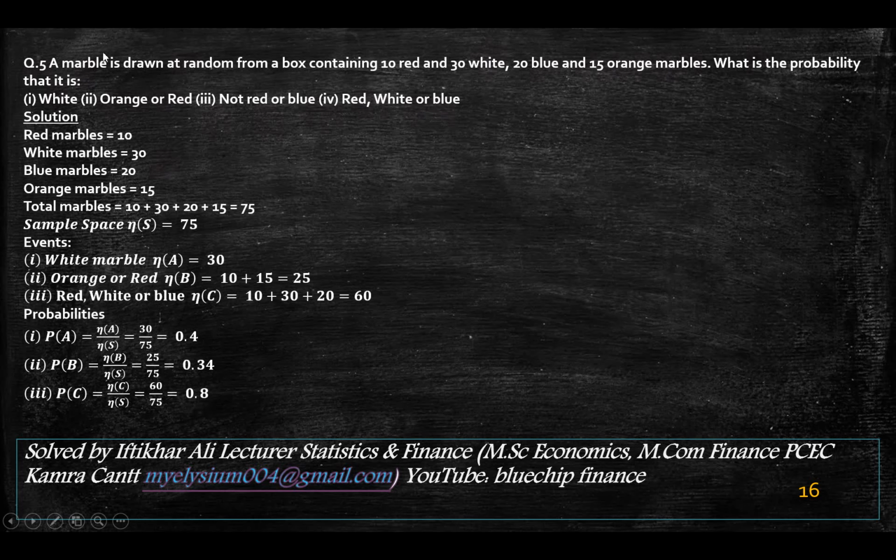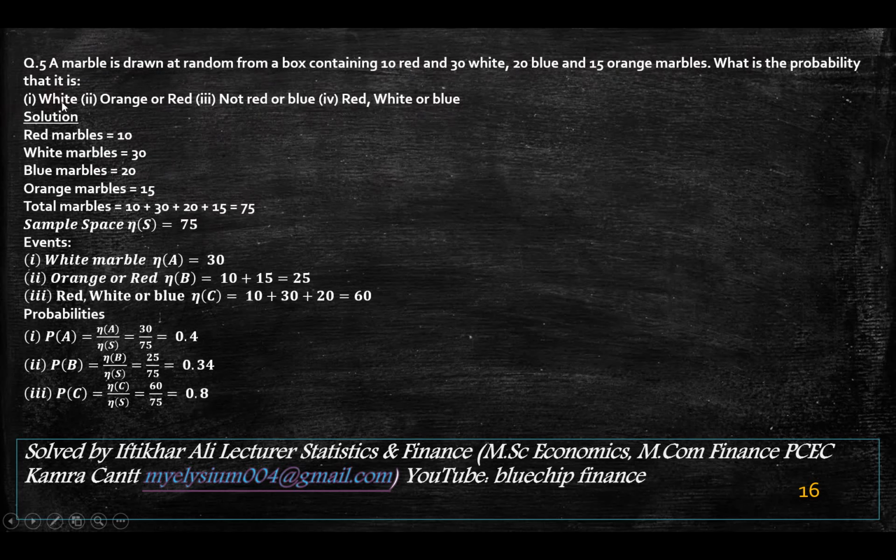So first of all, we need the sum or sample space. In a single draw, as you are seeing here, a marble is drawn, because only one marble is drawn, so we take the sum of all these marbles as the sample space. So there are 10 red, 30 white, 20 blue and 15 orange marbles. The sum of all these is considered as the sample space. So the sample space will be 75.